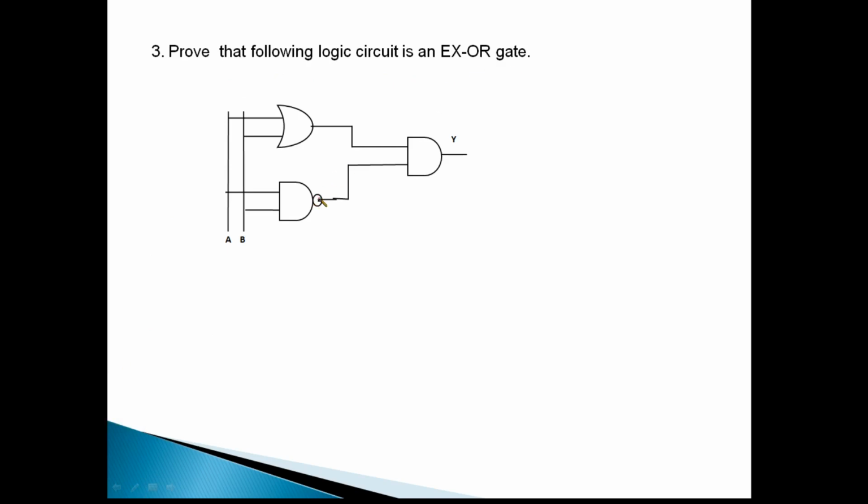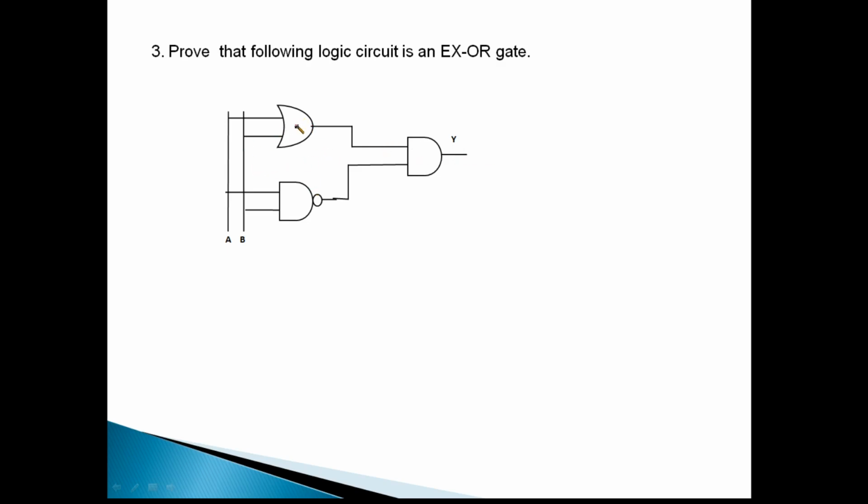Now a logic circuit is given to you and you have to construct an equation, a Boolean expression for this circuit, and then you have to prove that this is performing the XOR operation. So how to solve this type of question? Write down the flow of data through the circuit. That means write down the inputs and outputs of each gate and you will get the final output.